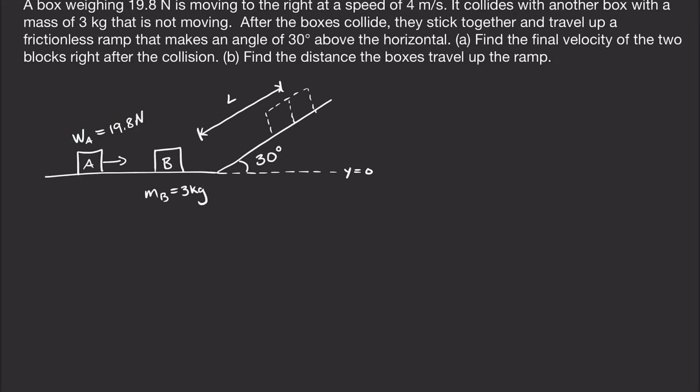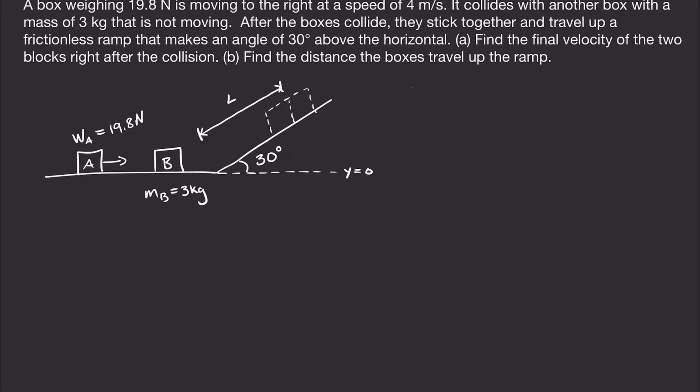The next problem, we have a box weighing 19.8 newtons that is moving to the right at a speed of 4 meters per second. It collides with another box with a mass of 3 kilograms that is not moving. After the boxes collide, they stick together and travel up a frictionless ramp that makes an angle of 30 degrees above the horizontal. We're asked to find the final velocity of the two blocks right after the collision, and then find how high they will travel up the ramp.